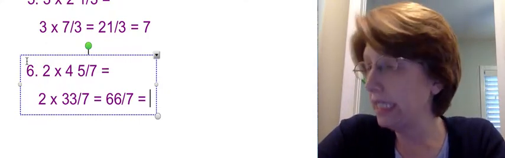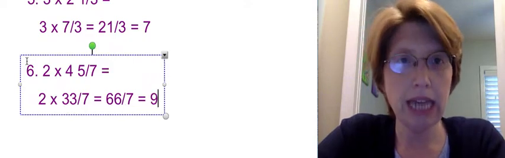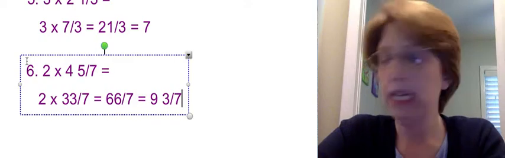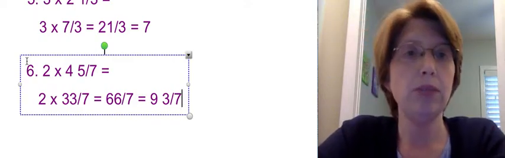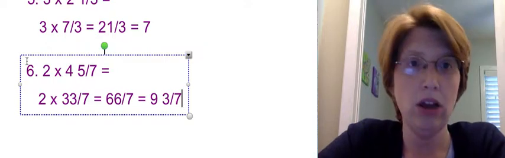7 goes into 66 9 times with a remainder of 3/7. Can 3/7 be reduced? No, it cannot.